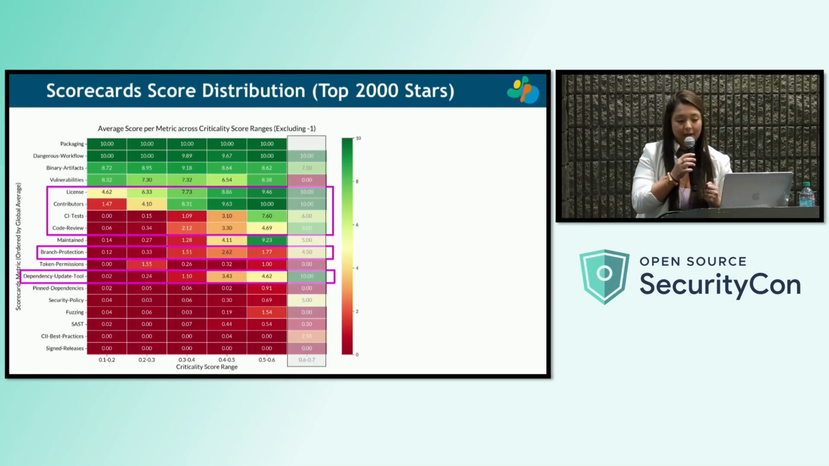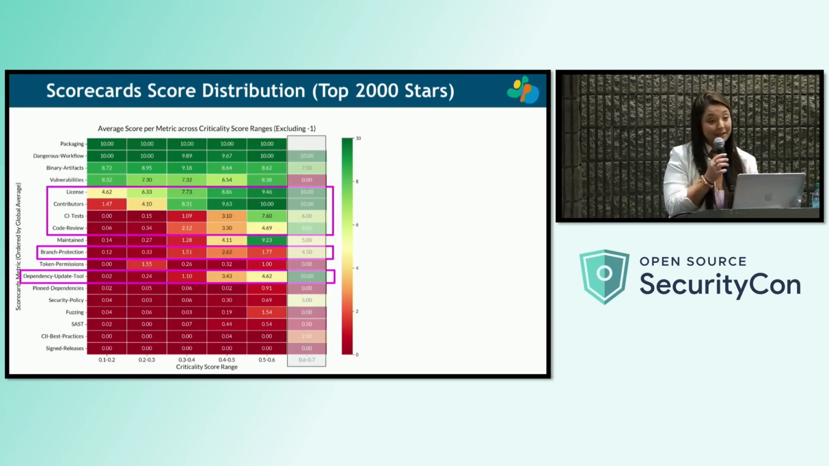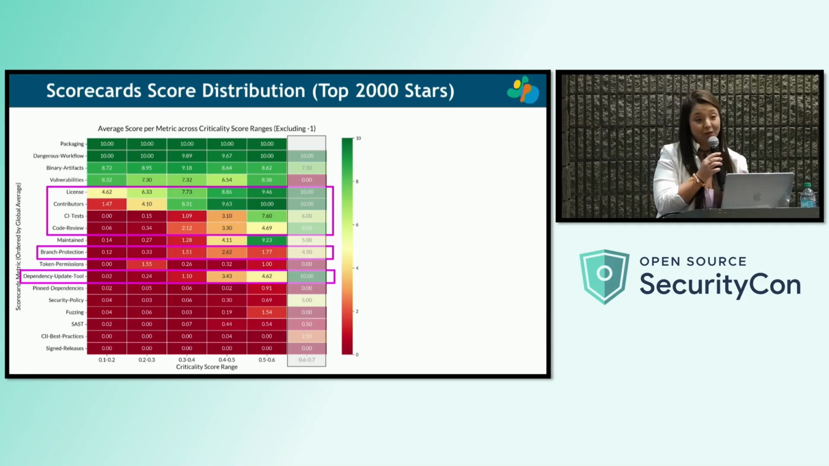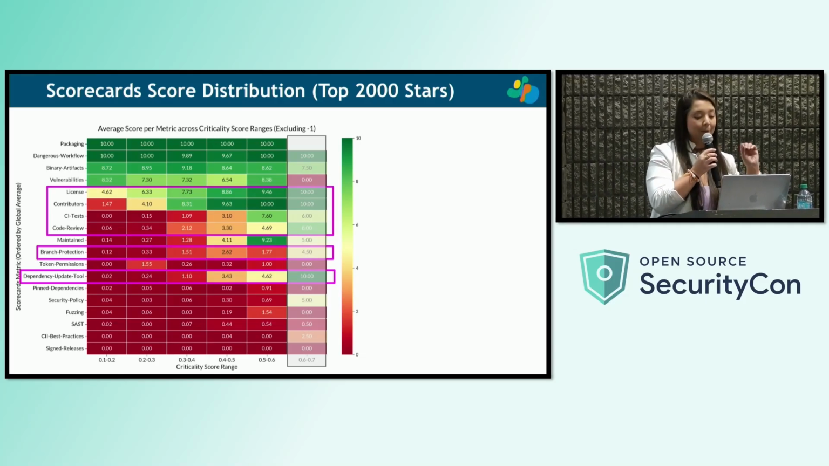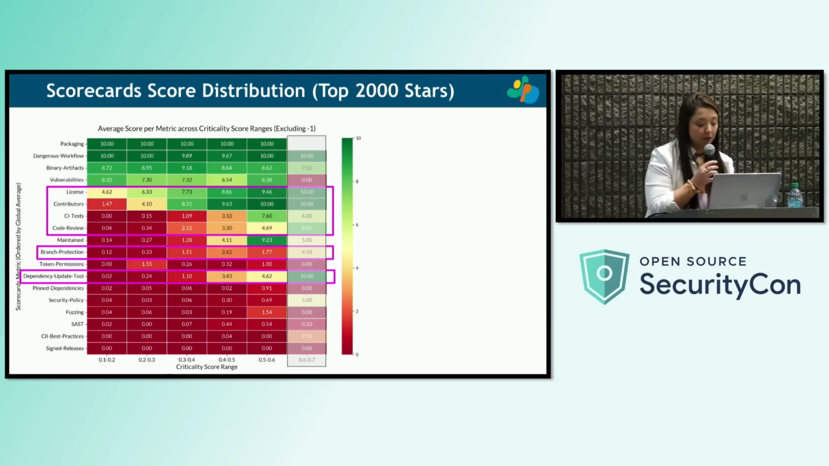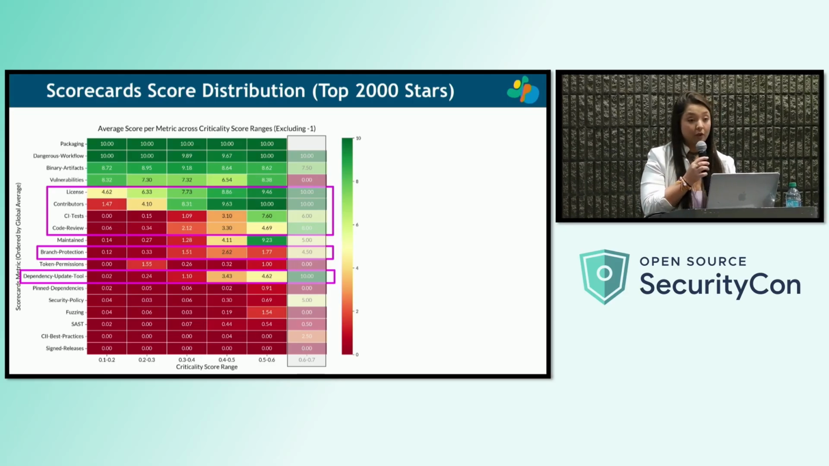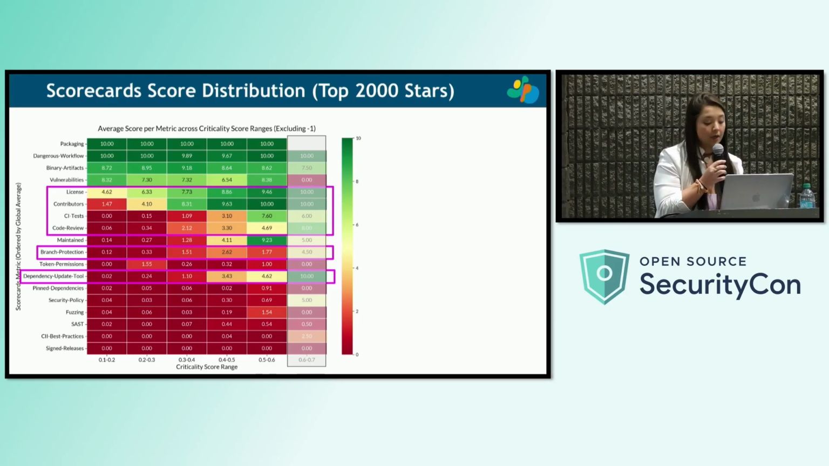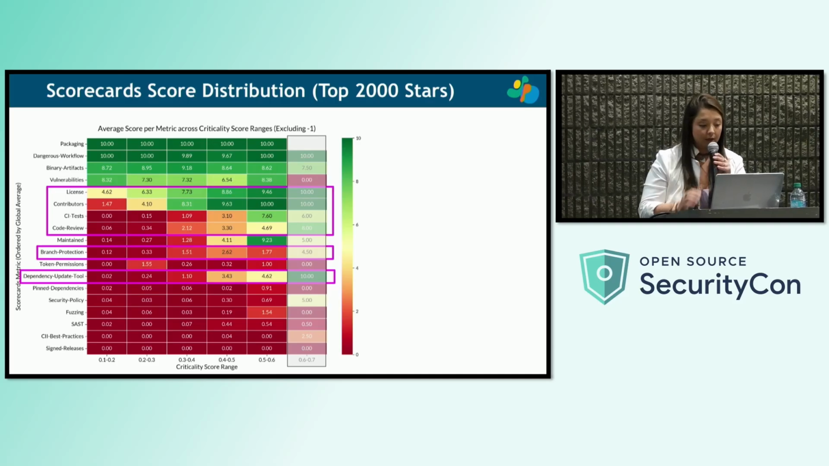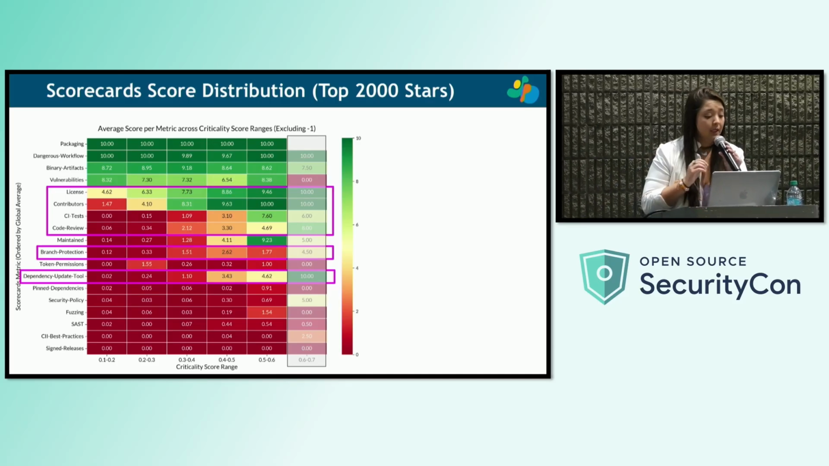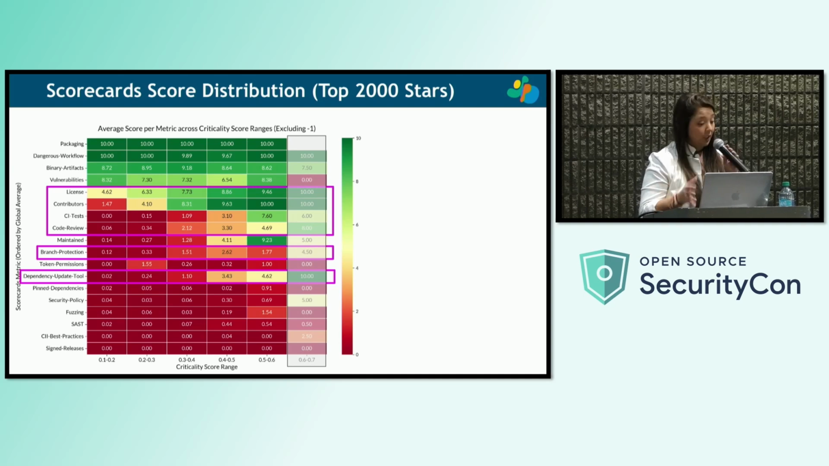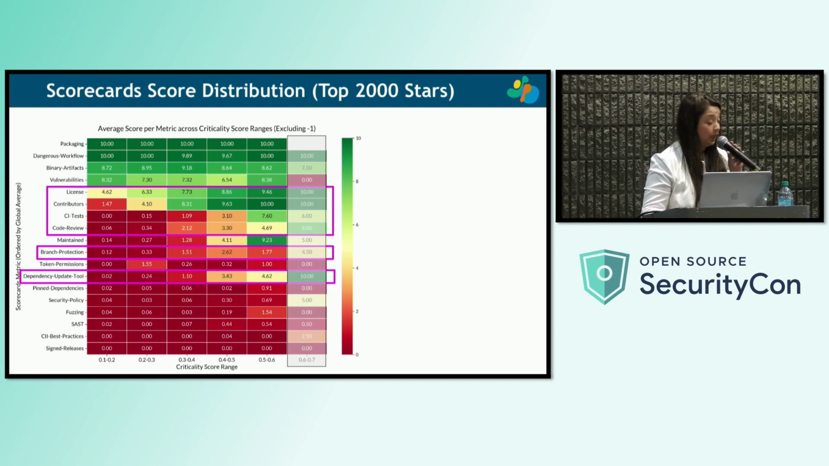So I removed the last column just because the last column has only like 2 projects, so the variability is too high to actually have some useful information. If you only look at the first 5 columns, you actually do see that there are some metrics that are clearly improving as the criticality score increases: license, contributors, CI tests, code review, branch protection, and dependency update tool.